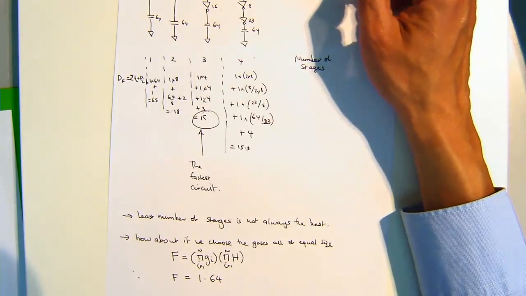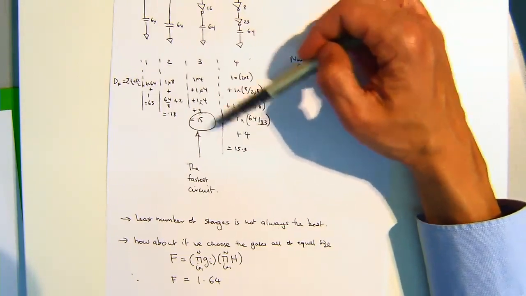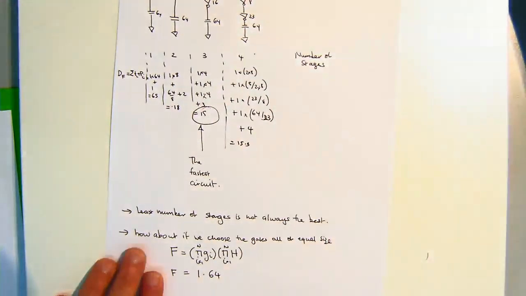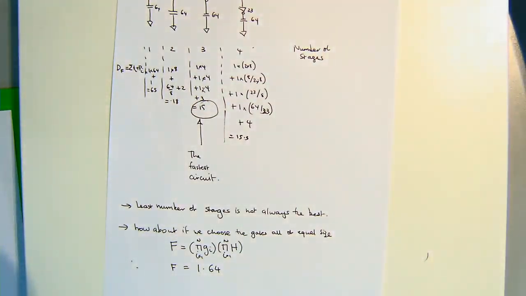What you can also show is, even if I do 4 and choose it in this particular way, it's not as fast as 3. What you can actually show is, if you use that trick where you've got the total logical effort, you can work out the optimal number of stages. For this particular case it's actually 3 stages, and you're able to work out how to size each of those components so that you get minimum delay.